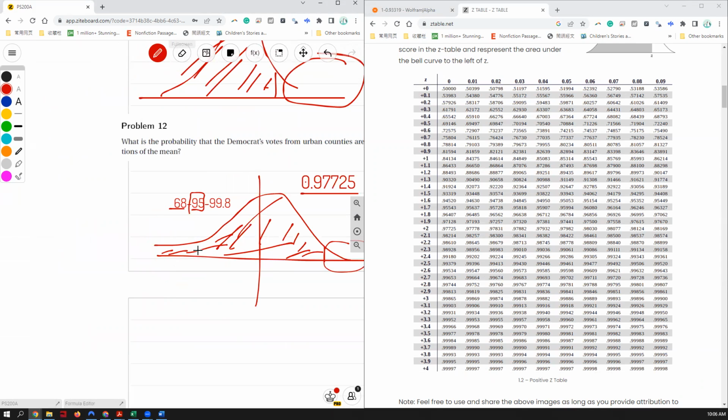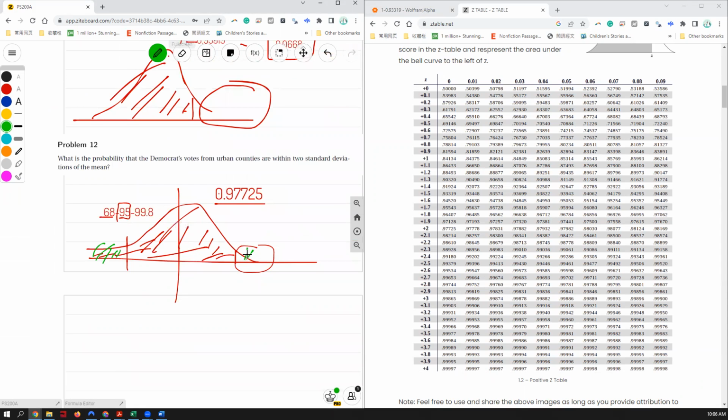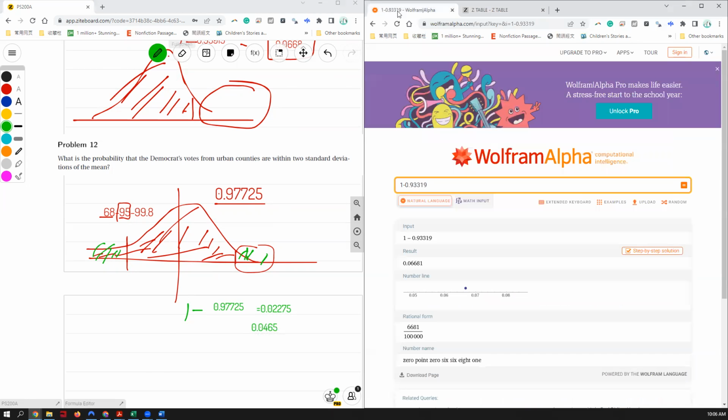And also, I want within 2 standard deviations, so I also want to cut out this tail. So I could figure out 1 tail from here, and then subtract 2 tails. So one tail is 1 minus 0.97725, which would equal 0.02275, right? Okay, multiply that by 2. That's 0.0465. Yeah, okay. Probably should use a calculator.